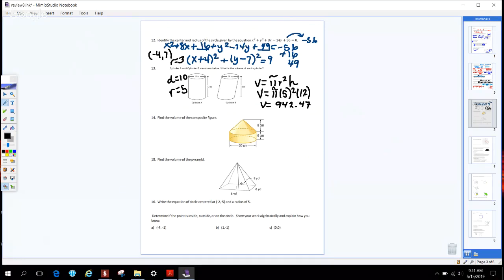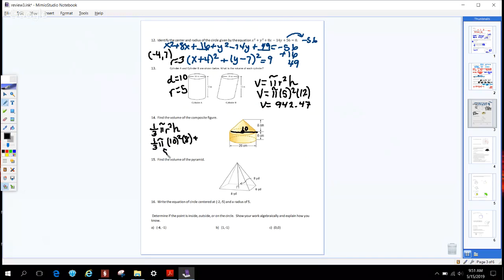This is a composite figure, so we're going to do the cone and we're going to do the cylinder. The cone is 1/3 pi r squared height. If you have questions, stop me, but this should be pretty familiar by now. The diameter is 20, so I know my radius is 10. My height for the cone is 8. Now they might have you solve it, or they might have you write the whole thing out, so just pay attention to what they're asking you. For the 1/3, I always divide by 3 last because it's just easier for me, but you can do it how you want to do it.